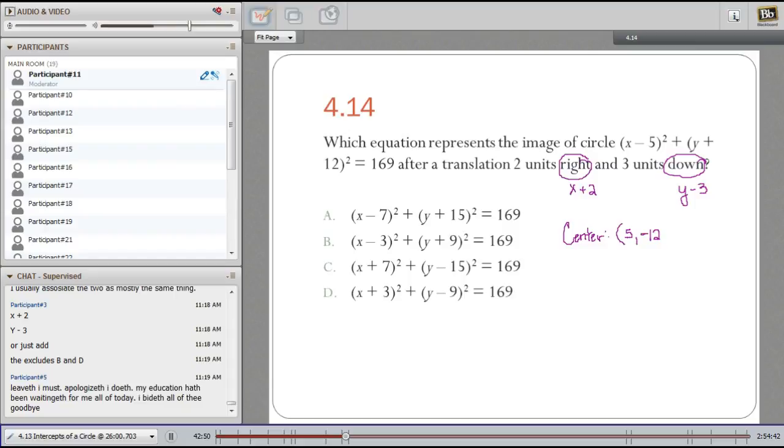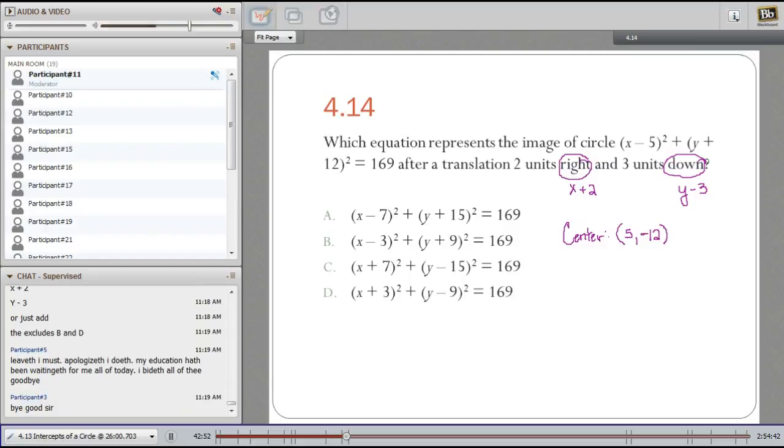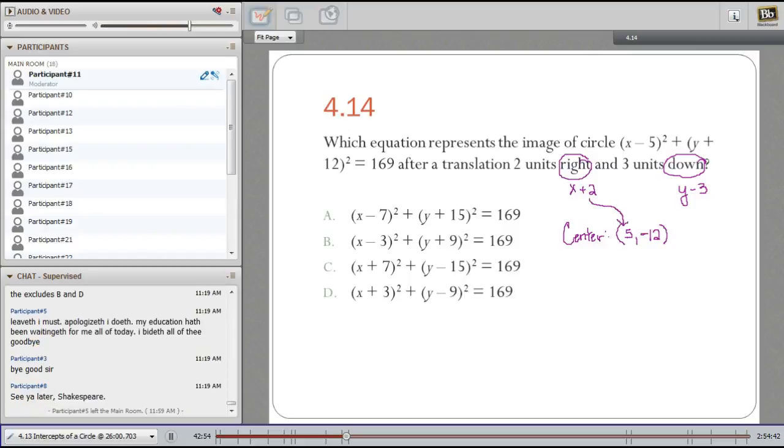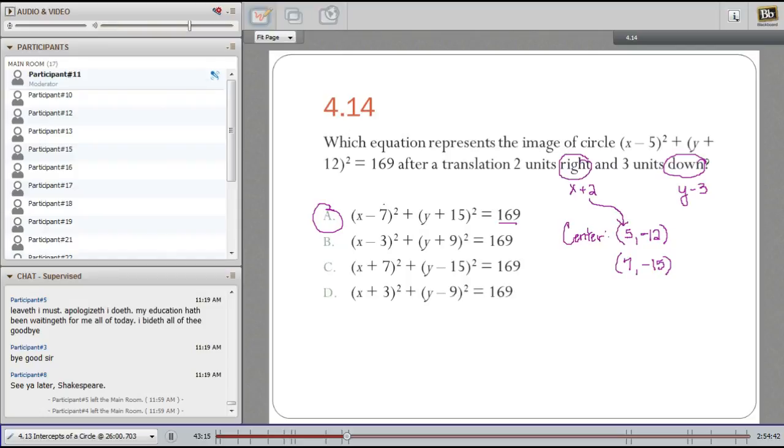Okay. And then remember, watch that sign. The y value is actually a minus 12. So if I apply the plus 2 part, if I go right 2, the center would move over to 7, and it would move down 3, so it'd be at minus 15. Okay? So that's actually going to match up with A. You wouldn't even have to mess with the radius, because just looking at your signs, this one is going to give you the center that we're looking for of (7, -15).